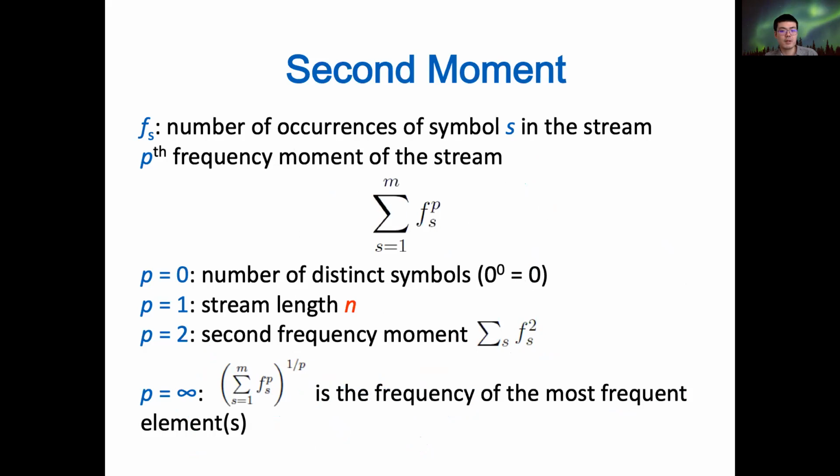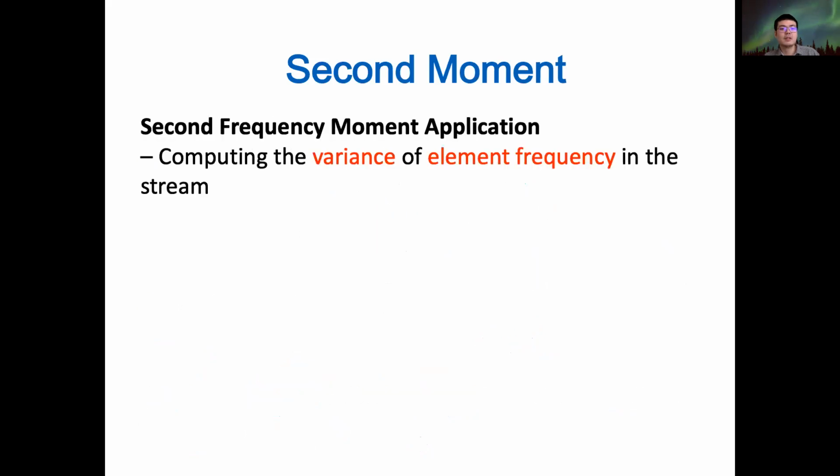If you have a question, feel free to ask. Now let's look at why this is interesting. The second moment doesn't seem to make much sense initially. Right? So for this previous stream, 34, what's the use of it? This is actually useful because we want to compute the variance of element frequency in the stream. For example, we want some fairness. We don't want some elements to appear too frequently while others are not appearing a lot.